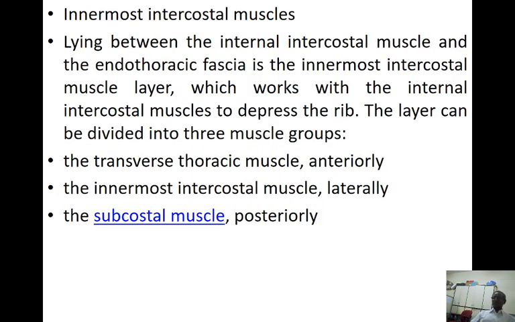The innermost intercostal muscle layer lies between the internal intercostal muscle and the endothoracic fascia, and works with the internal intercostal muscles to depress the rib. So its work is also the same as the internal intercostal muscles. This layer can be divided into three groups of muscles: the transverse thoracic muscle, the innermost intercostal muscle, and the subcostal muscle. The transverse thoracic muscle is present anteriorly, the innermost intercostal muscle laterally, and the subcostal muscle posteriorly.